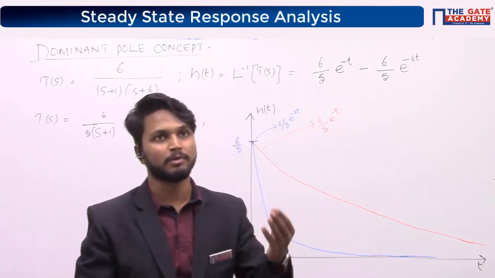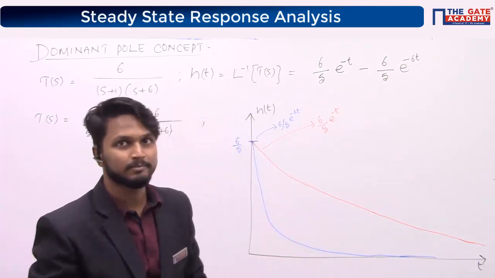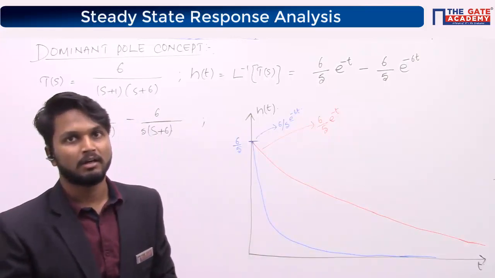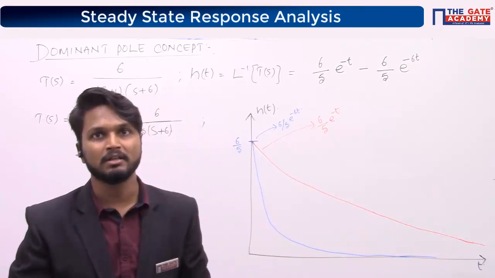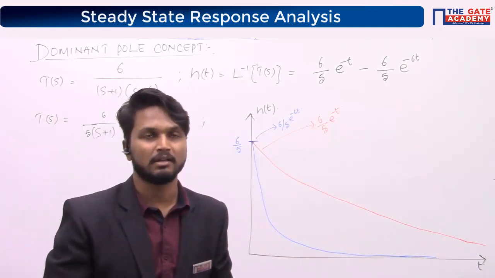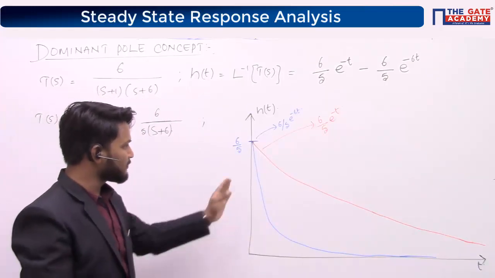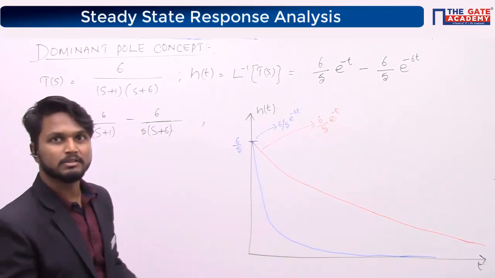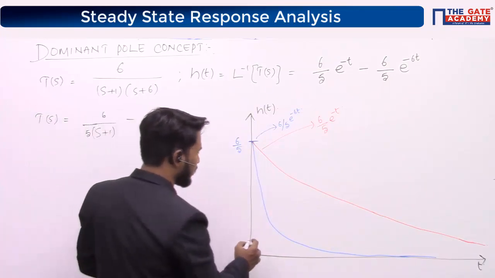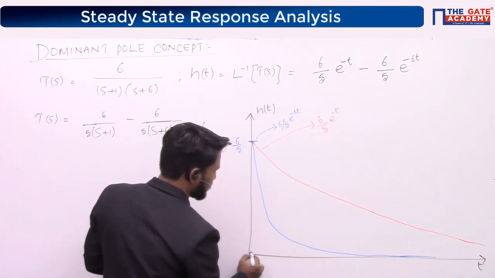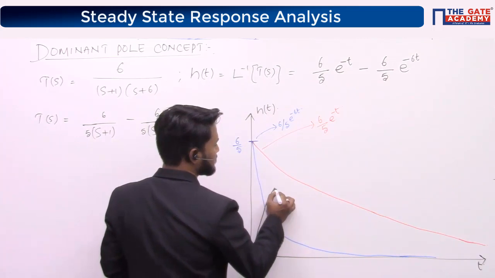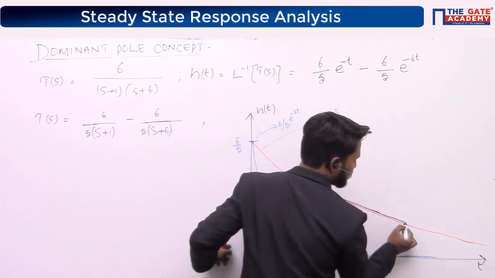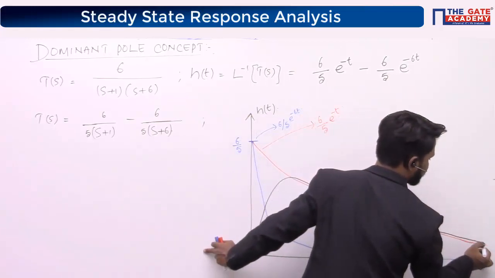Sorry, minus 60t or minus t? Out of 6 by 5 e power minus 60t and 6 by 5 e power minus t, which one decays faster? Minus 60t will decay faster, right? So the response because of this minus 60t is decaying faster. If I look at the overall response, the overall response will start at 0 and it will follow this for the remaining time like this, right?